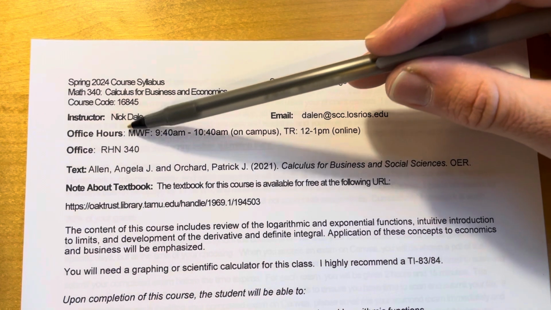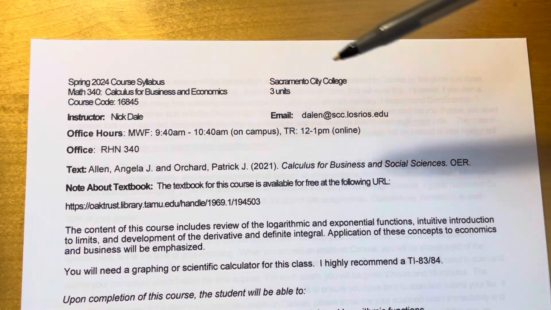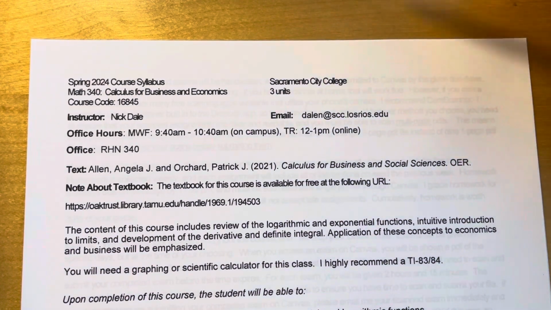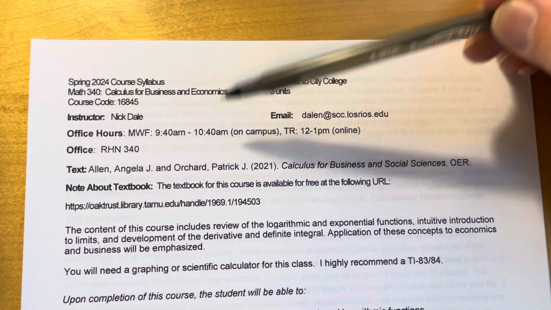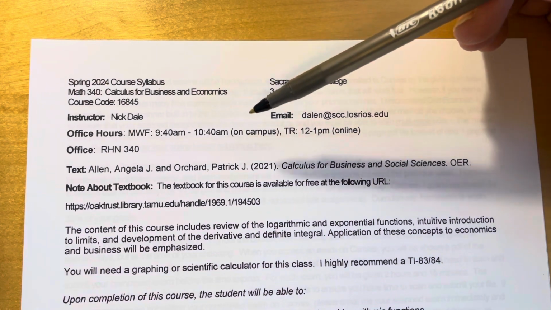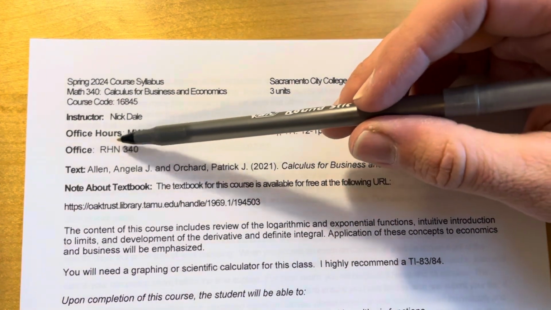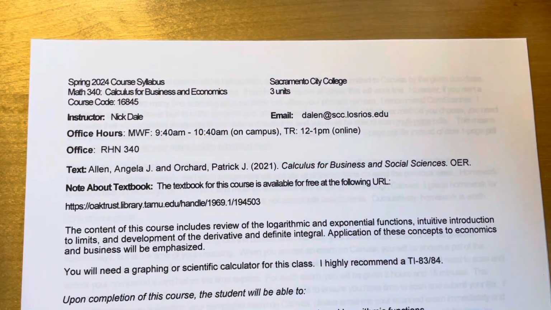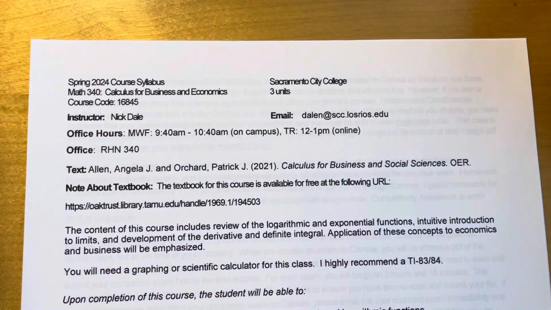Below this, you see my office hours. My office hours are divided between days that I'm on campus and days that I'm online. Monday, Wednesday, Friday, I'm on campus from 9:40 to 10:40 a.m. During those times, you're welcome to come in to get help. My office is Rada Hall North 340. That's easy to remember. It's the same number as the course.